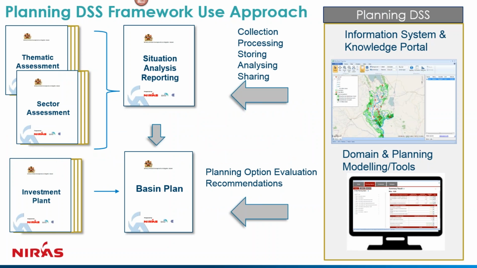The planning DSS is used in two ways. It's very much used in the situation analysis reporting, where you collect, process, store, analyze, and share different types of data. In that respect, it has mainly been the information system and the knowledge portal that has been very important, but also different types of mathematical models. The mathematical models and the DSS tools have then further been used in evaluating planning options and coming up with recommendations for the basin plan, as illustrated in this slide.